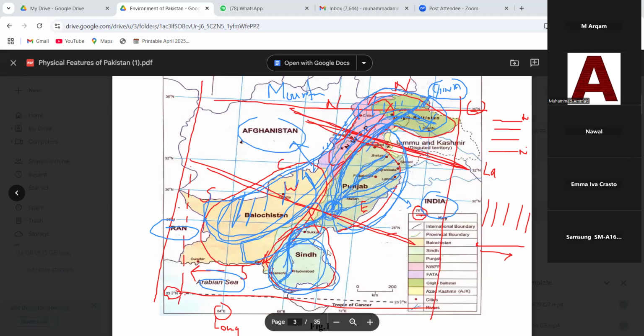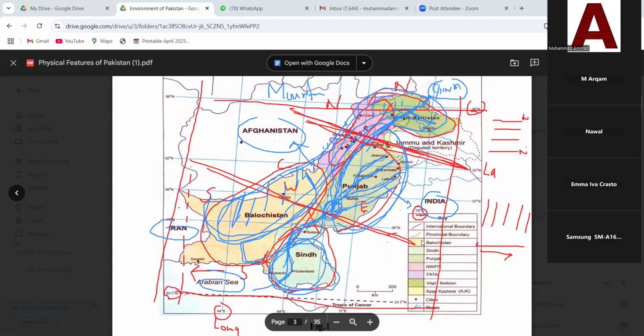I mean, this was it for this map. We're just going to transition to the next page now. I hope everything is clear up till now, guys.